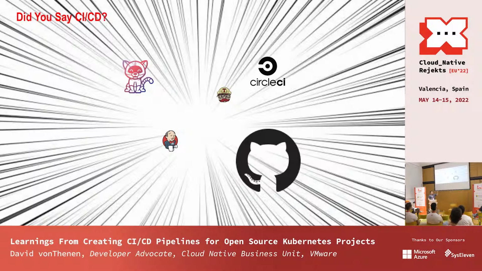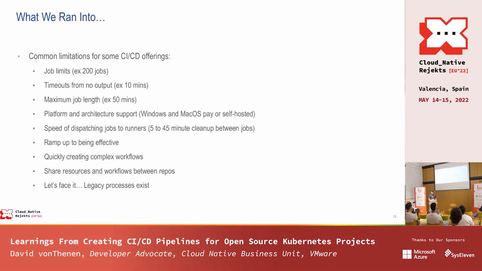And so we started exploring different CI systems that are out there. I threw some logos on from the things that we explored. CircleCI, we obviously looked at Jenkins, we looked at Tekton and GitHub and GitHub Actions. And as we were evaluating all these different pieces of software, these were the problems and issues that we ran into.